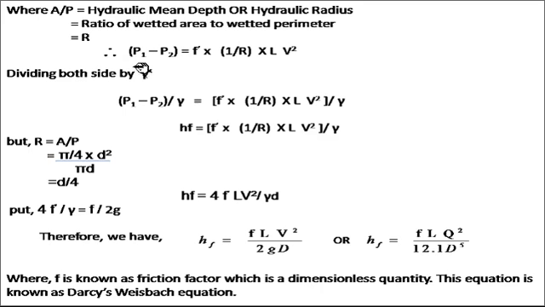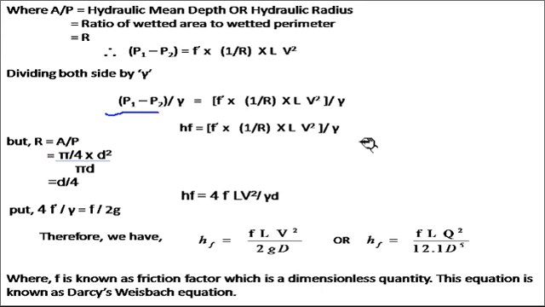If I divide the entire equation by gamma, then we have (P1 minus P2) upon gamma, which is equal to F dash into 1 by R into LV square, whole upon gamma. And all of you know that (P1 minus P2) upon gamma is equal to head loss. Therefore, head loss will become F dash into 1 upon R, LV square upon gamma.